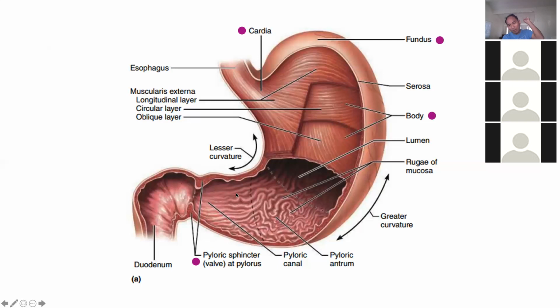So the portions of the stomach are, number one, the cardiac orifice or cardia, the fundus portion, the body portion, the pylorus portion, and don't forget the lesser curvature, and don't forget the bigger curvature, which is called the greater curvature. So that is the anatomy of the stomach.